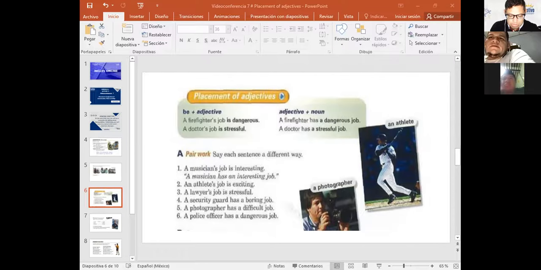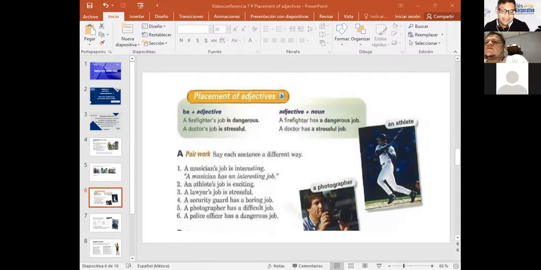Amazing. It's amazing. It's exciting. A soccer player's job is amazing. Y ahí vemos en el ejemplo, vean en el chat. Si yo dijera, por ejemplo, digamos, a driver. A driver's job is... El trabajo de conductor es... Stressful. For a teacher, stressful. Entonces, the driver's job, tired. El trabajo de un conductor es stressful.